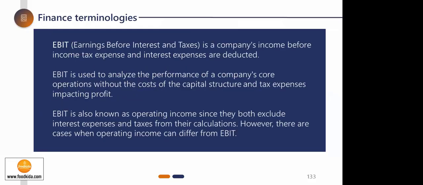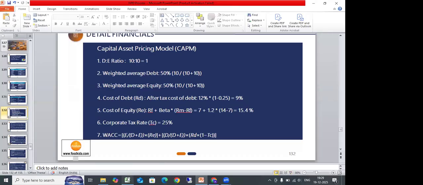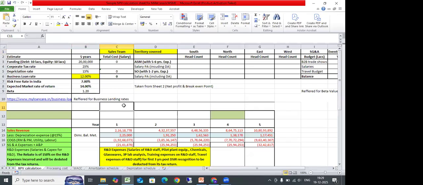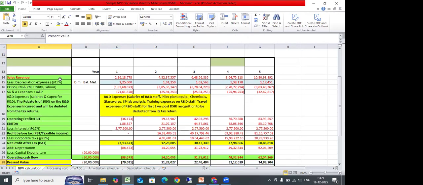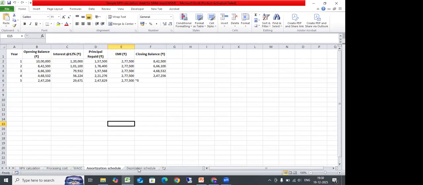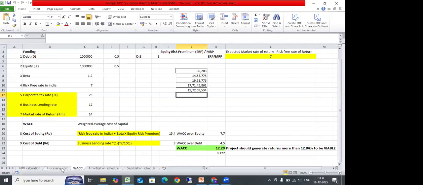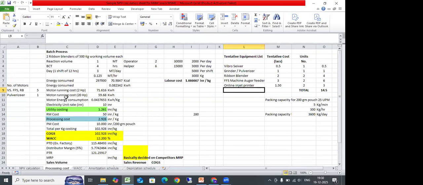Yes. So now I'm going to open that Excel sheet. First, this is a CAPM model, which I have done for 5 years. There is an amortization schedule. There is a depreciation schedule. And there is also WACC calculation here. And there is a processing cost calculation. First, we will do the processing cost calculation.